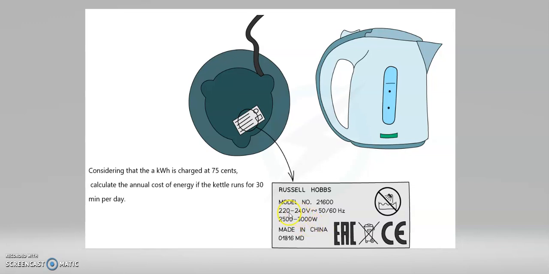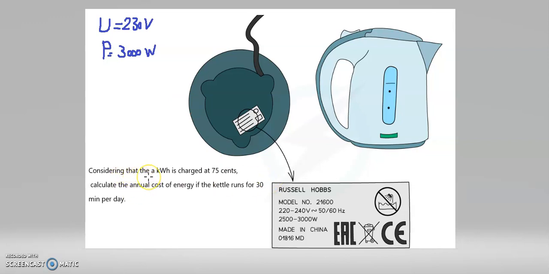The voltage is between 220 and 240 volts. So we know that this is something that you need to know. We know that the voltage in Netherlands is 230 volts. And I'm going to go for the highest power. So the power of the electric kettle is 3000 watts. So here is the tricky part.